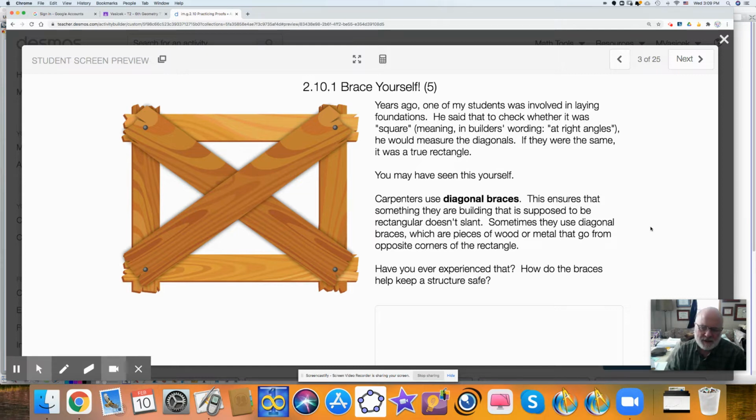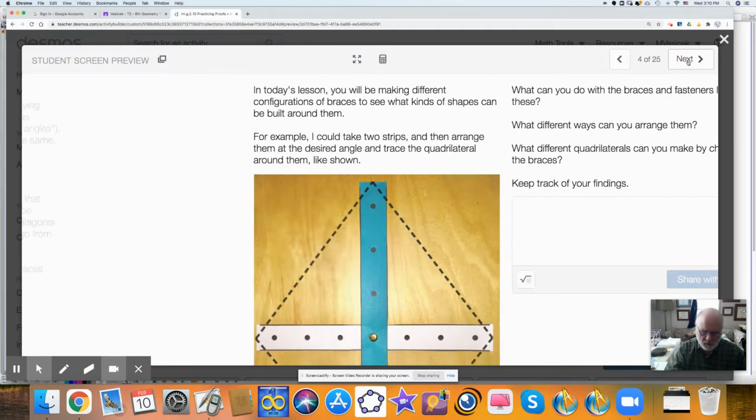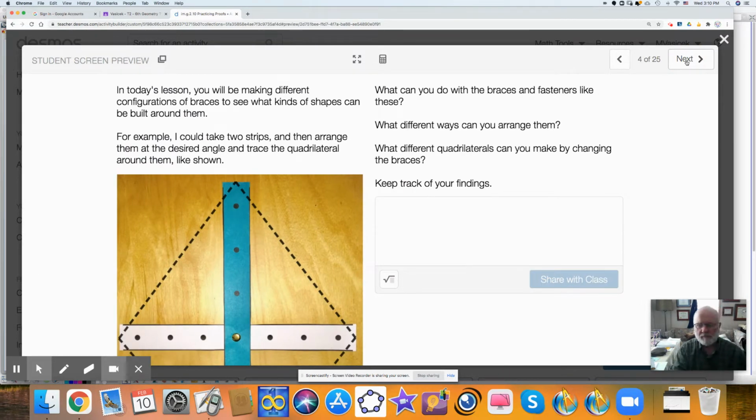Carpenters also use braces. This ensures something that when they're building, it doesn't slant. Sometimes they use diagonal braces. Diagonal braces are either a piece of wood or a piece of metal or something that goes from opposite corners. Have you ever experienced that? Have you ever tried that? So tell me your experiences when you've done that.